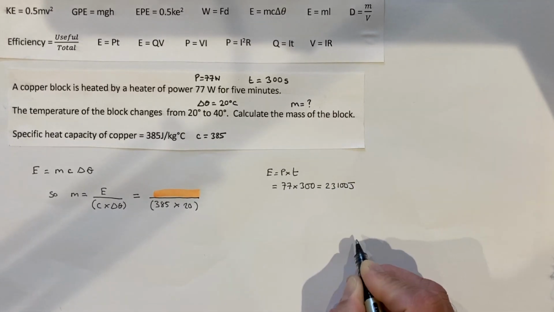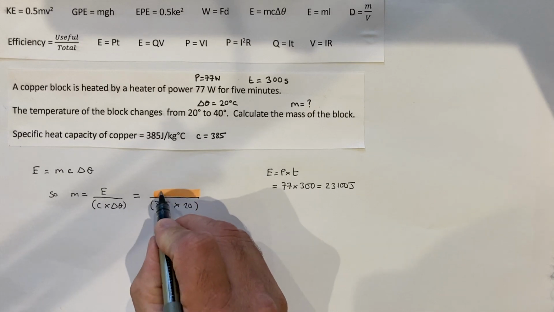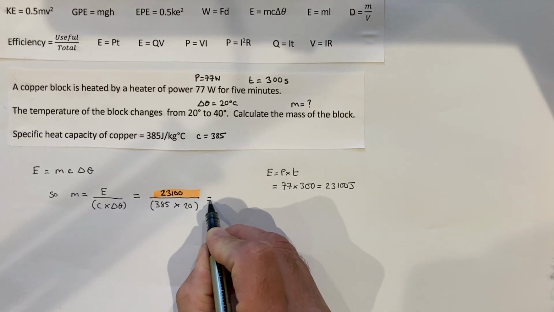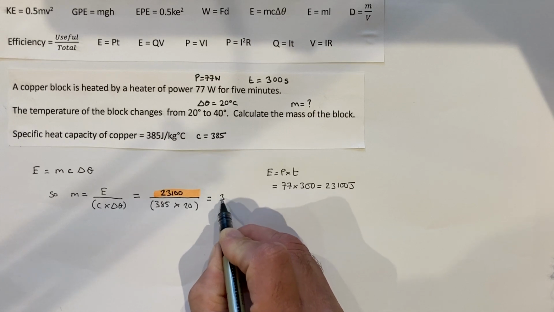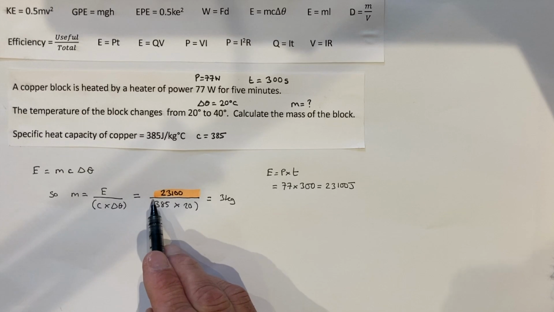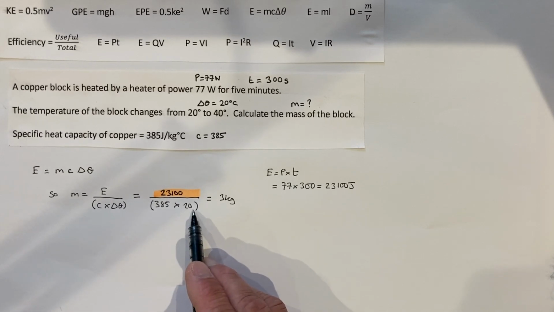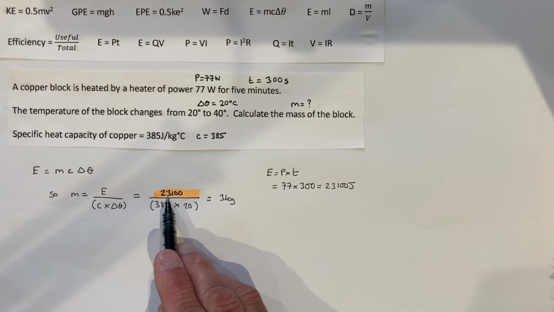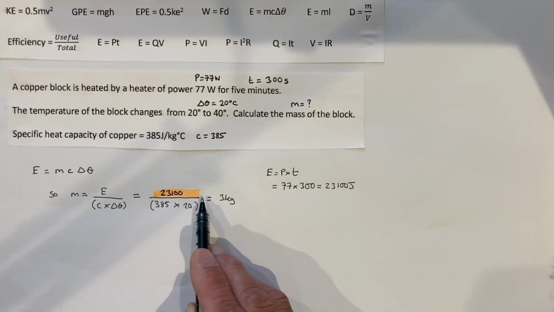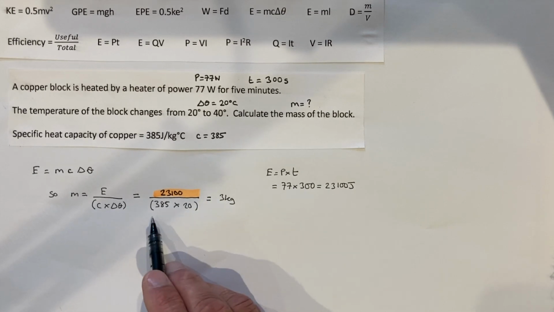23,100 joules. Now I can put that into the equation here, and I can now work out my answer, and I get 3 kilograms. Don't forget, when you're doing this on a calculator, it's really important to bracket the bottom section. If you don't bracket the bottom section, you end up doing 23,100 divided by 385, and then timesing by 20, so make sure you put the brackets in.